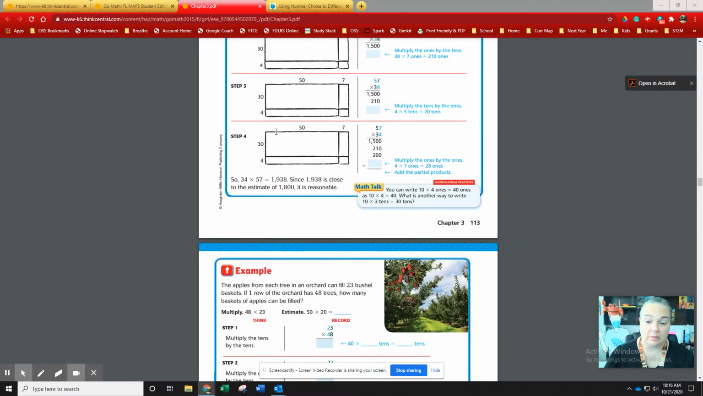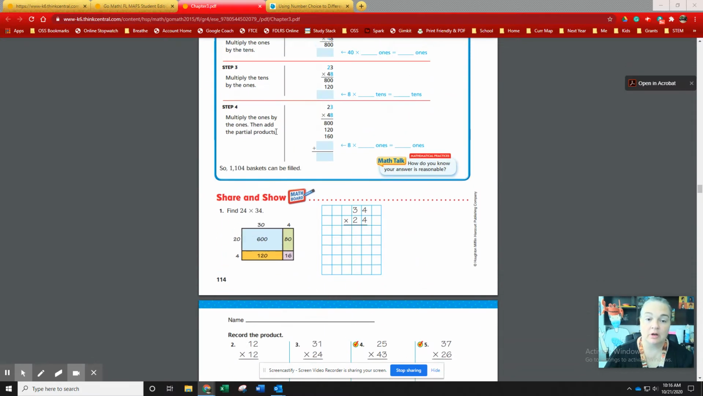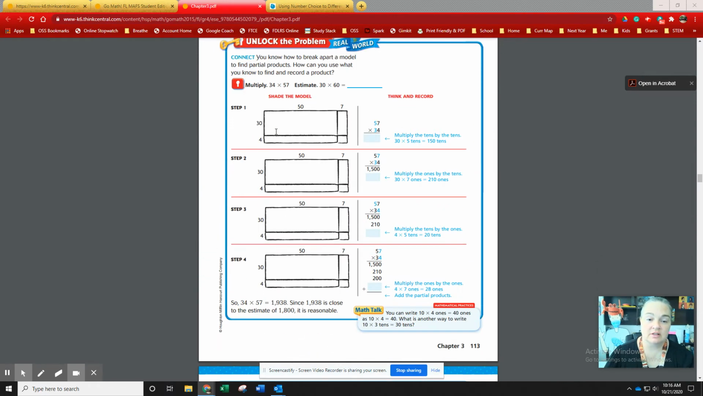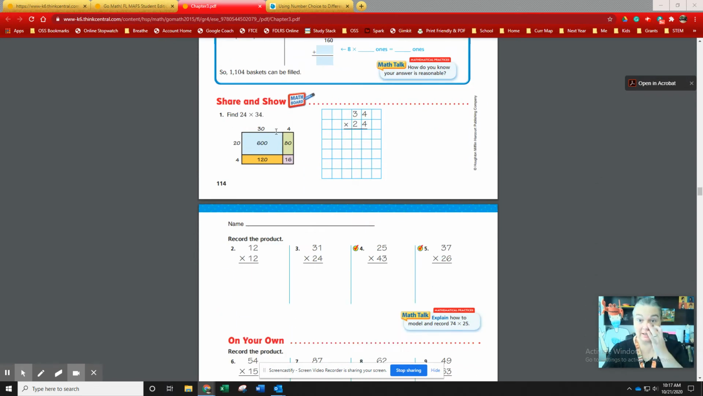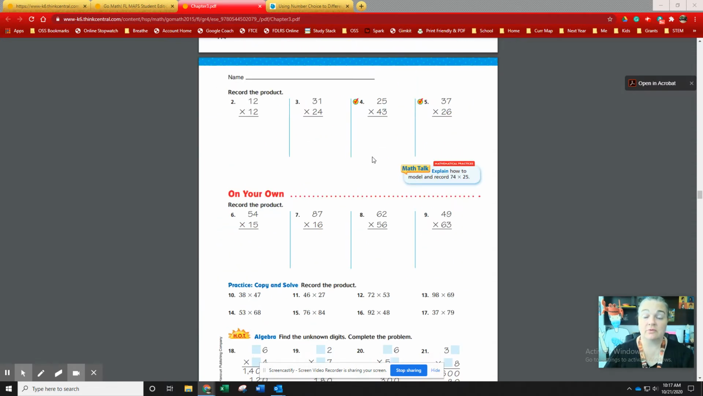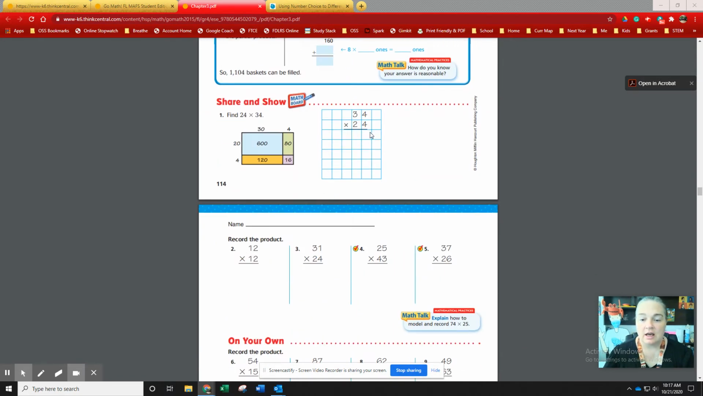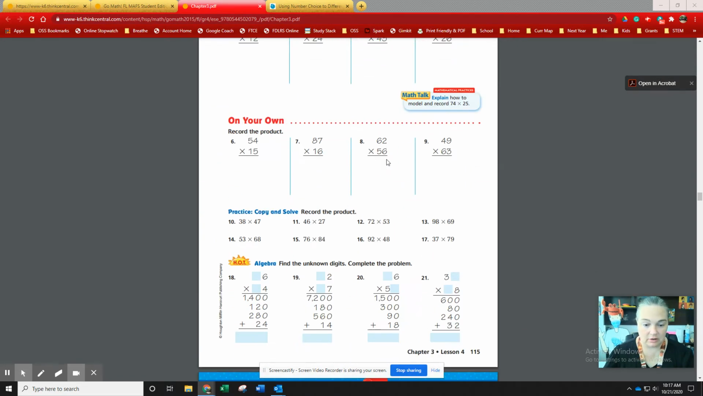So they have an unlock the problem, they have an example, they have the share and show board. Most teachers spend too much time on all of this stuff and they don't actually get the kids doing math. So right here, these check marks mean if they can answer these two questions correctly, then they're fine. If I was to do this lesson, I would make sure I had them explore partial products, and had them do these two questions right here.